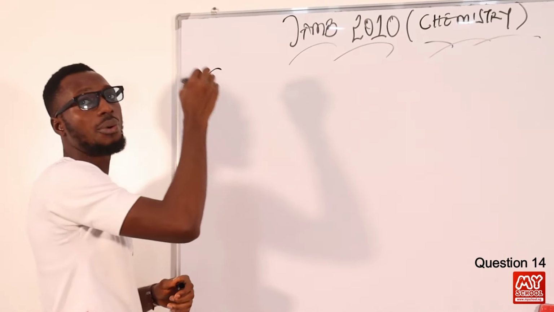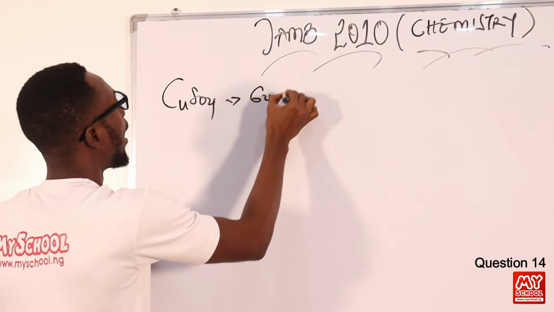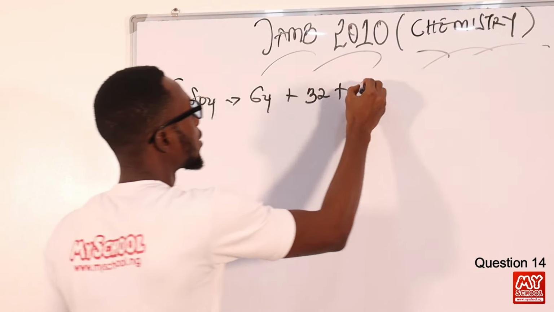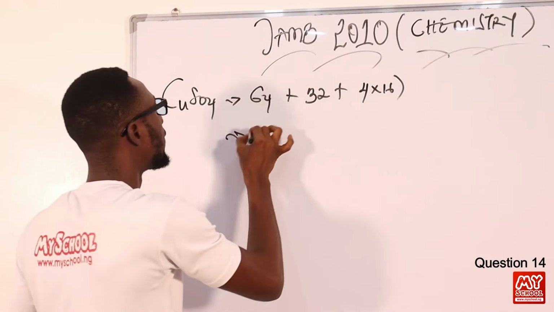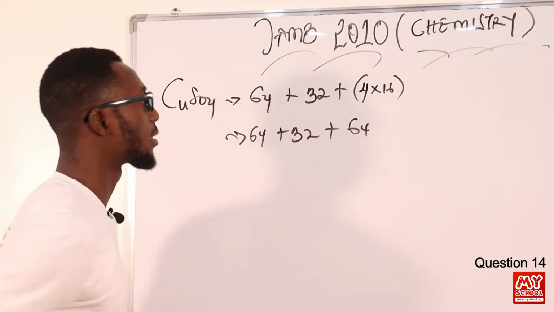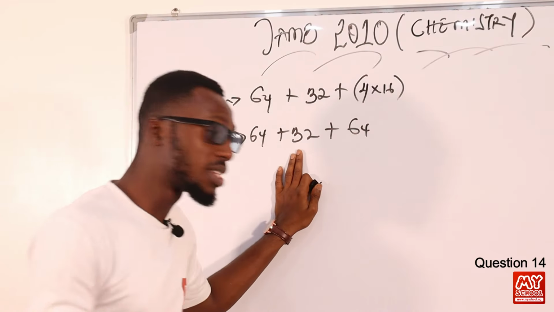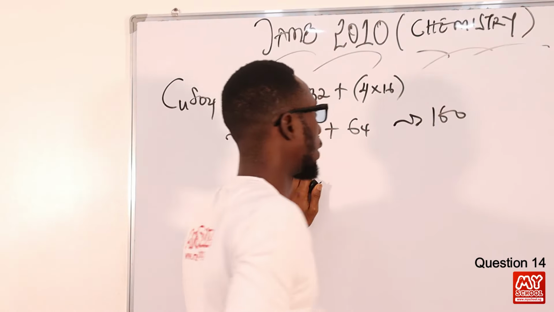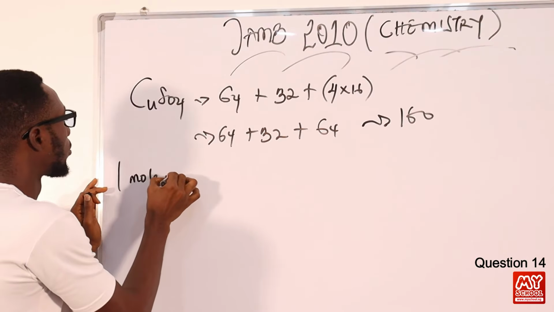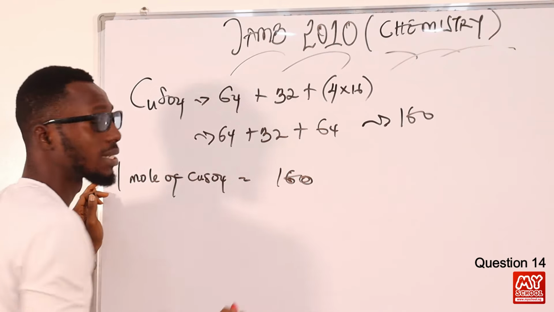So I have to calculate the relative molecular mass of this compound. Copper is 64, sulfur is 32, and I have 4 atoms of oxygen, that is 4 times 16, which is 64. Adding 64 plus 64 is 128, plus 32 is 160. So 1 mole of this compound equals 160.